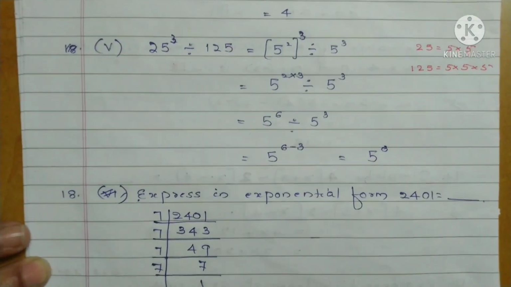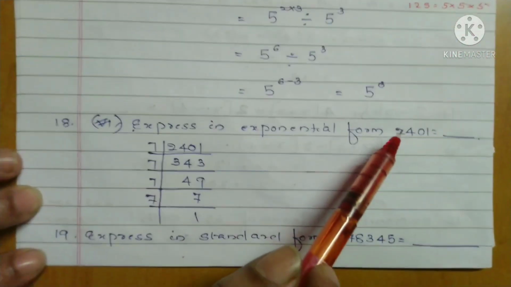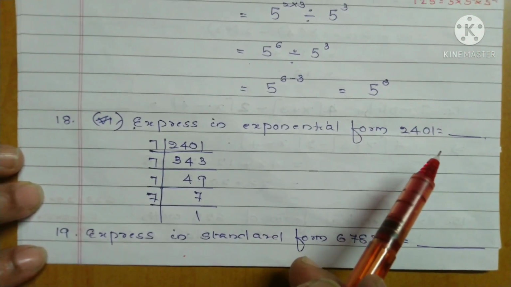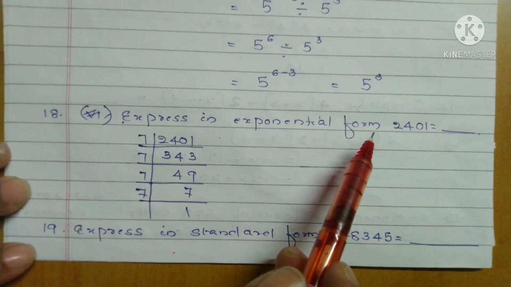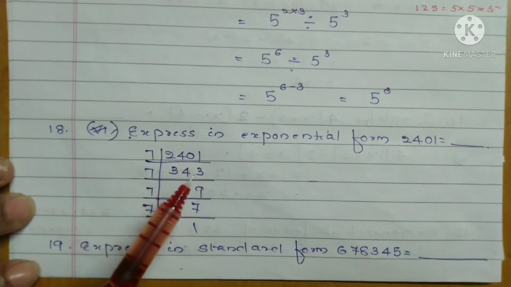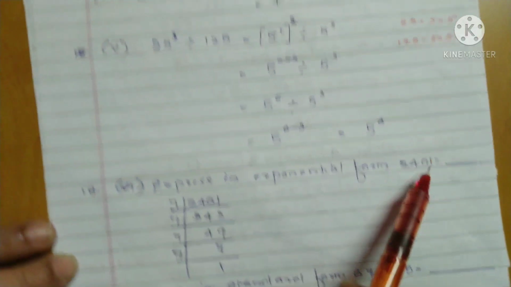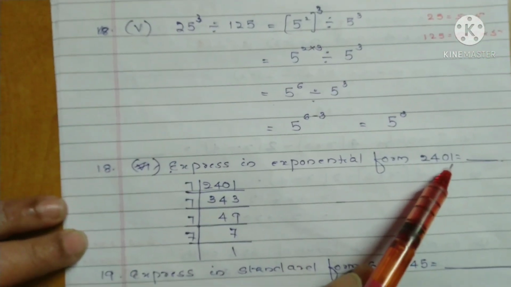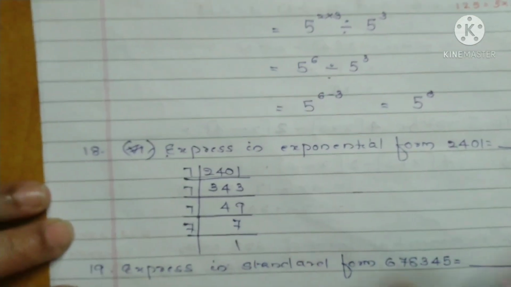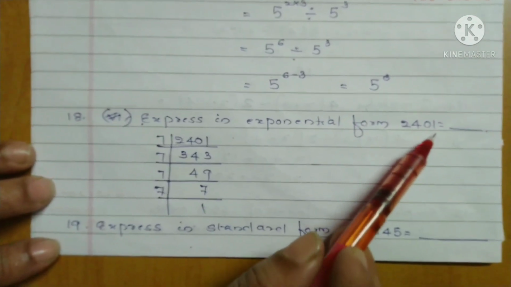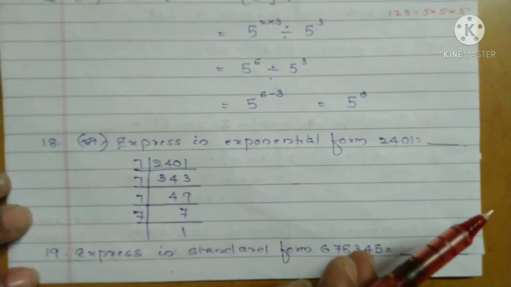Now express it in exponential form. It is given 2401. Exponential form means you have to write, mostly we write it with prime numbers. Here we cannot divide by 2 because it is an odd number, and we cannot divide by 3 because the sum is not divisible. 2 plus 4, 6 plus 1, 7 is coming. 7 is not divisible by 3. Units place digit is not 5. So we cannot divide by 5.